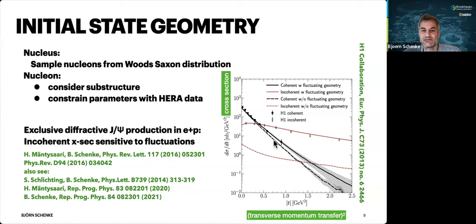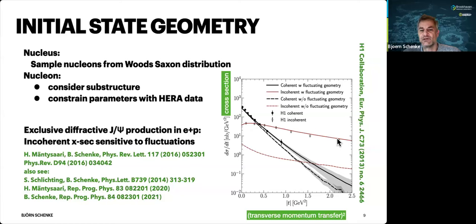There's some differences, but I think you could actually tune this such that both would work better. But the point is that in the incoherent case, I'm actually sensitive to fluctuations of the scattering amplitude, and that includes fluctuations of the geometry. And obviously, if I have substructure, the geometry will fluctuate a lot more. So without substructure fluctuations, I have this dashed line, essentially an order of magnitude or more below the data. But once I include substructure fluctuations, I can describe the data.